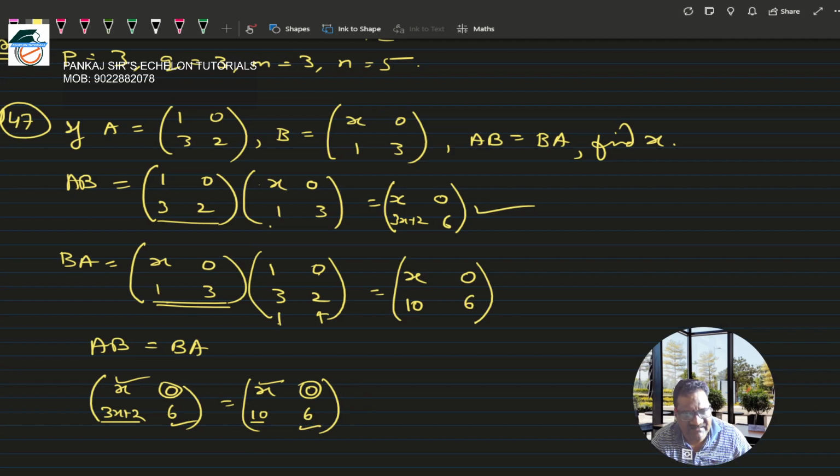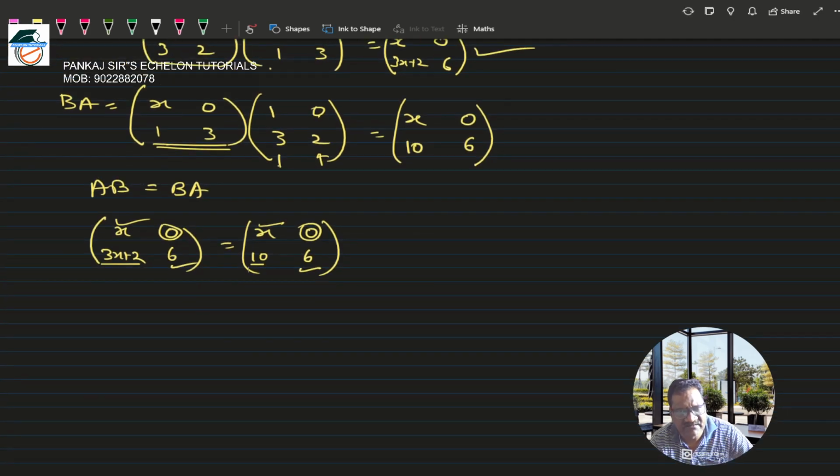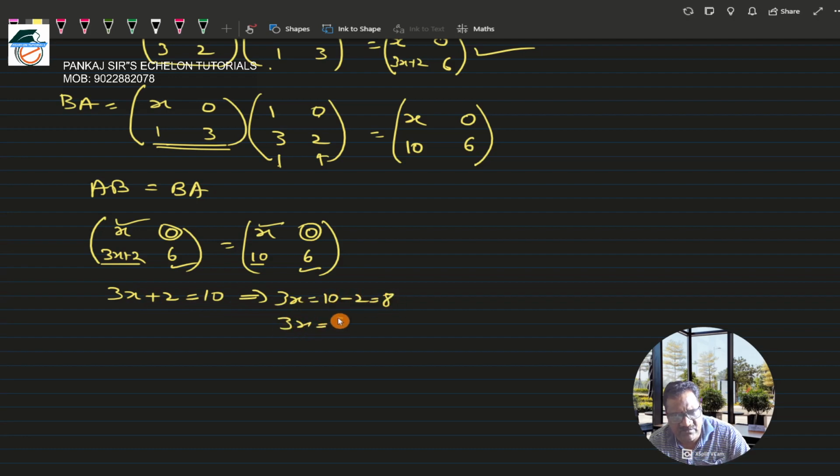So this will also have to be same. So I can write 3x plus 2 is equal to 10. From this I'll get 3x equal to 10 minus 2, which is equal to 8. So 3x is equal to 8. Therefore x will be equal to 8 upon 3. They have asked me to find out x, and I got x as 8 upon 3, and that is the answer for this question.